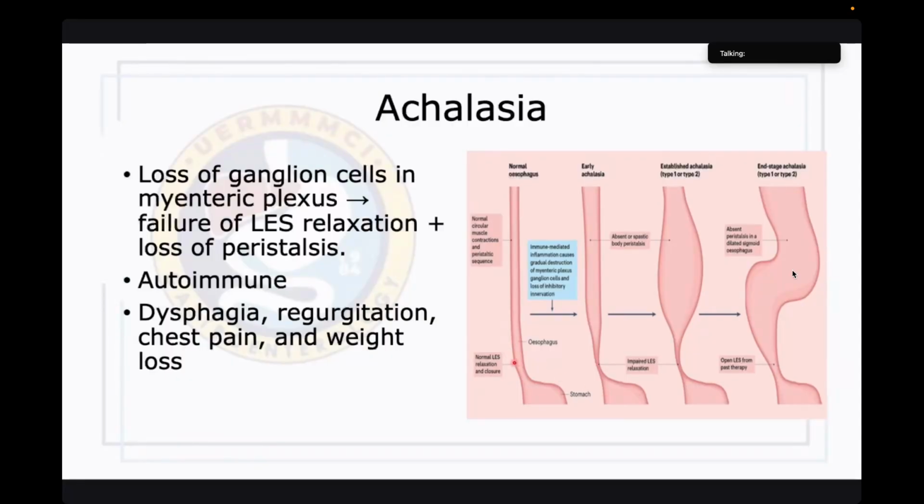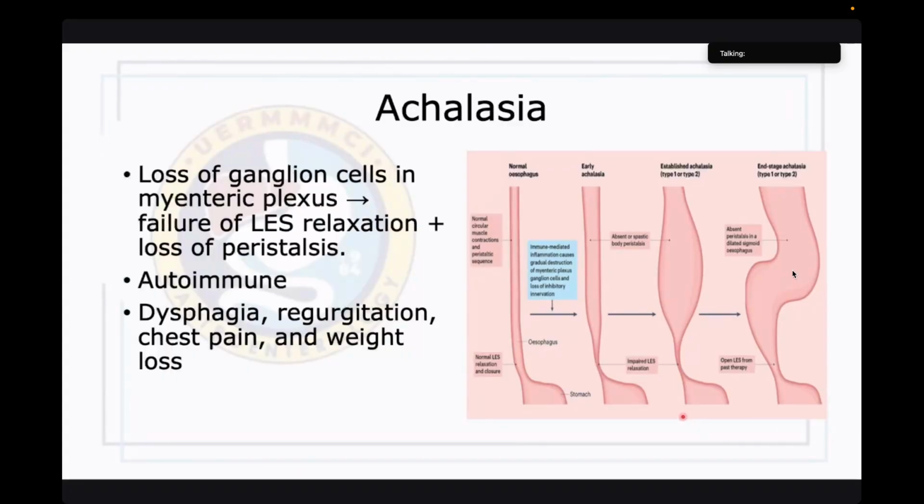Now, on the left side of the photo, you have normal peristalsis and normal LES relaxation and closure. Then, you have gradual destruction of the myenteric plexus and impaired relaxation. So we now have an esophagus that is just beginning to dilate. During these early stages of achalasia, symptoms may be mistaken for the usual gastroesophageal reflux disease.